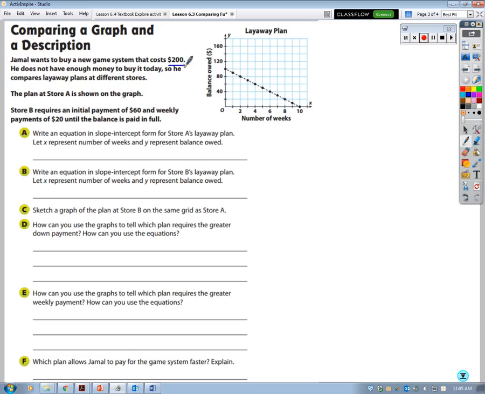And a layaway plan, if you guys don't know, is like a payment plan. It means you pay a little bit now, and then you pay so much off. You have payments every week or every month or something that are smaller than the initial payment.